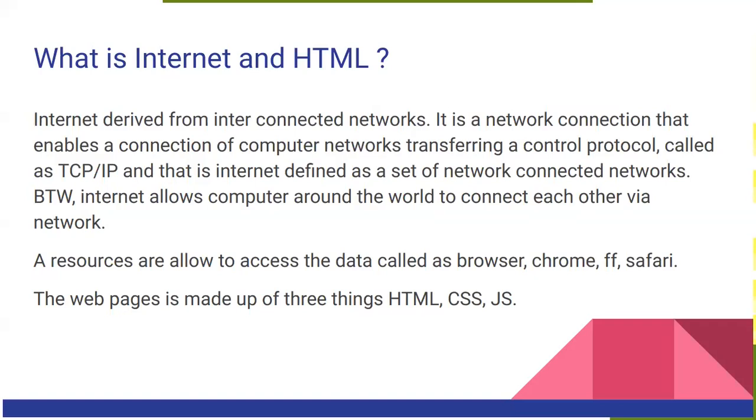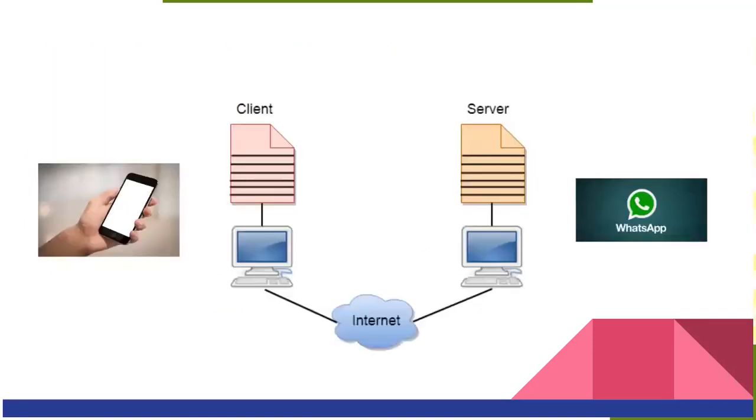Then what is a browser? We have the Chrome browser, Firefox browser, Safari browser, right? So these are the tools used to access the data, which means web pages. Web pages are made up of HTML, CSS, and JavaScript. We'll see them one by one. Before we move on to HTML, CSS, and JavaScript, we should know about the client-server architecture model. Only then will you get to know and relate to how applications work.